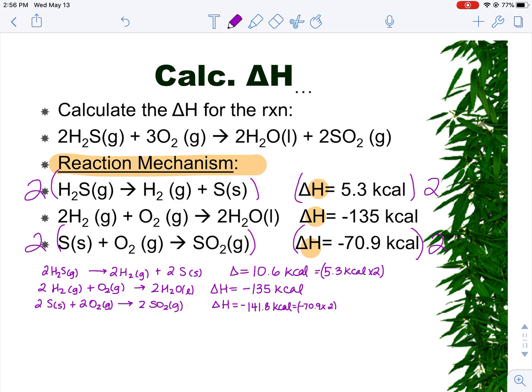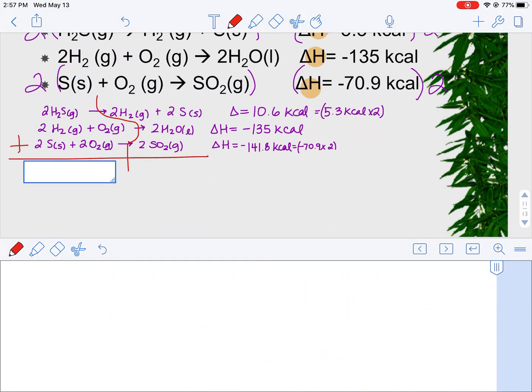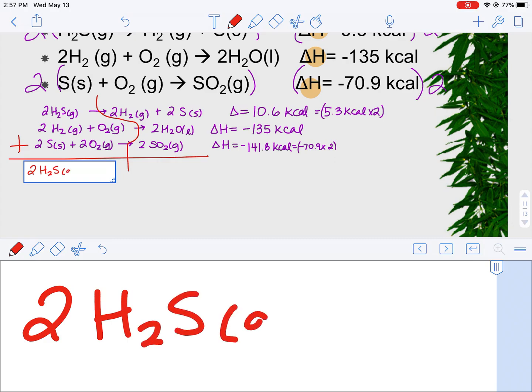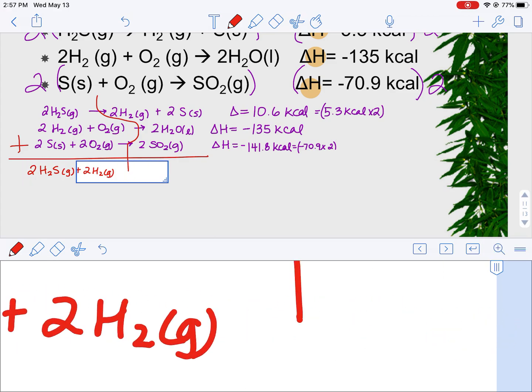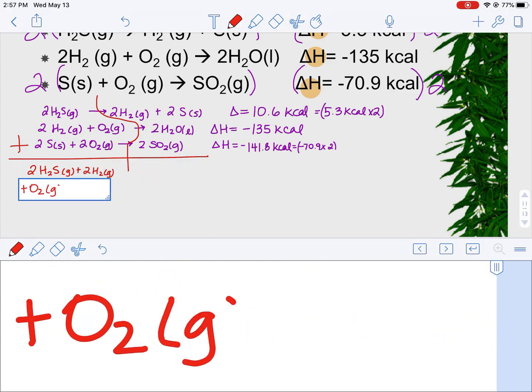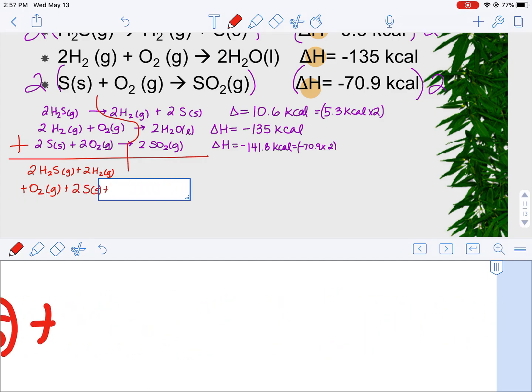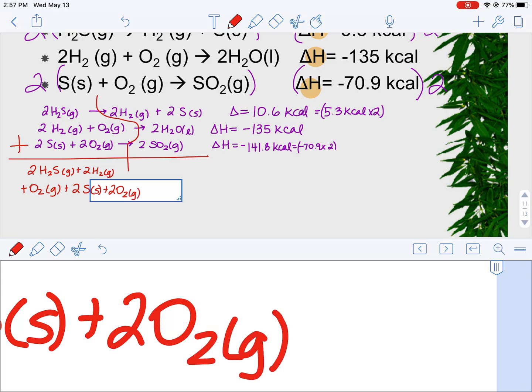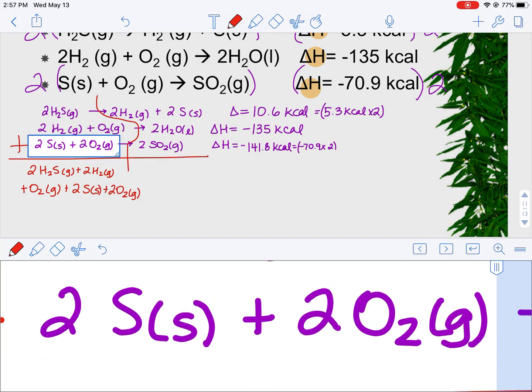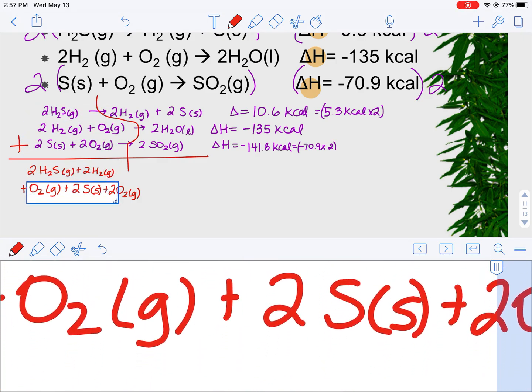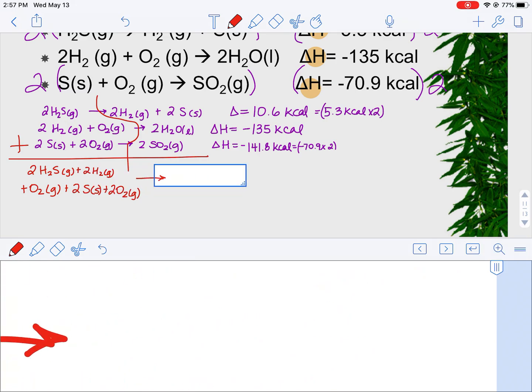Now, before we start any more math, we need to double check. Did our manipulations to the reaction mechanisms really wind up giving us what the overall reaction is asking for? So let's combine everything that we've written down here. We're going to add these all together, just like we would earlier in this unit when we were studying the kinetics. I have 2 moles of dihydrogen monosulfide gas, 2 moles of hydrogen gas, a mole of oxygen gas, 2 moles of solid sulfur, and 2 moles of oxygen gas. Again, I took all of the reactants in the 3 mechanisms and combined them all in one here. And then I'm going to write down all the products.